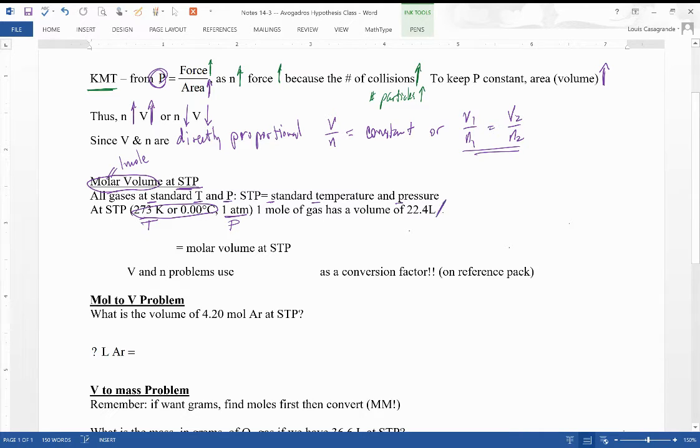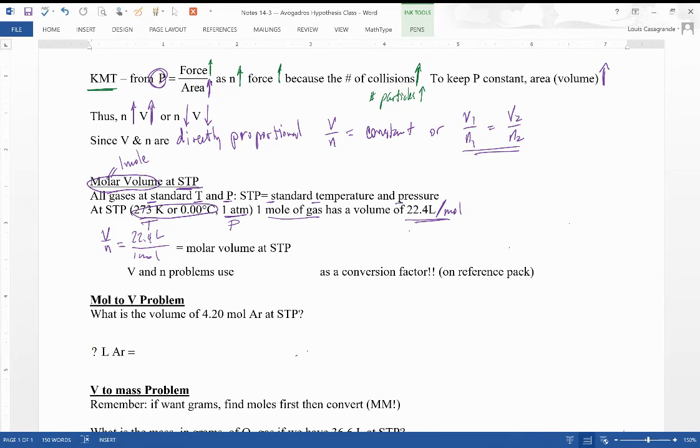I'm going to put it per mole there just to show you that it is per mole, although when I said 1 mole of a gas here, that means the same thing. So we set this up that V over N is equal to 22.4 liters over 1 mole. And that's going to be the molar volume of the gas at STP.